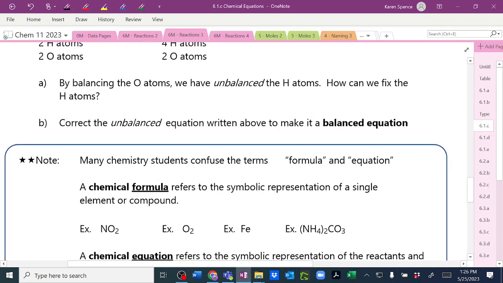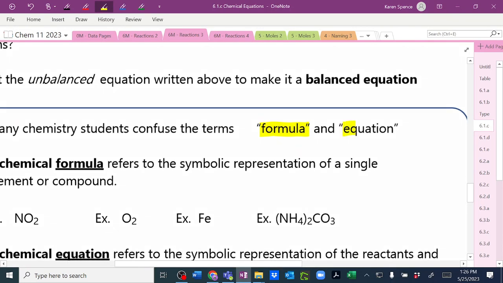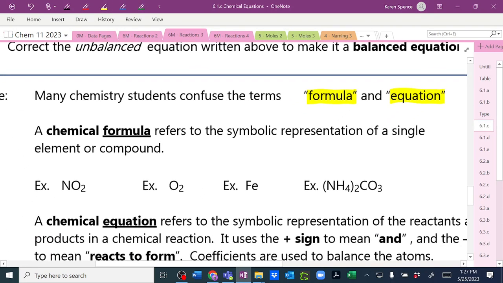On the next page, I would like to draw your attention to the word formula versus equation, because in math, maybe in physics, sometimes we might use those terms interchangeably. But in chemistry, the formula refers to the chemical formula for an element or a compound. So NO2 is a formula. O2 is a formula. Fe is a formula. This is the formula for ammonium carbonate. So those are all formulas.